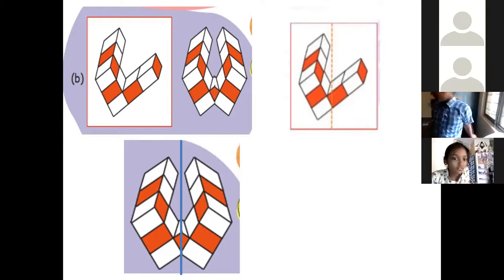See, this is the mirror. You have taken something. This is the line of symmetry. You can put the line of symmetry on the mirror like this. You can see its image here.